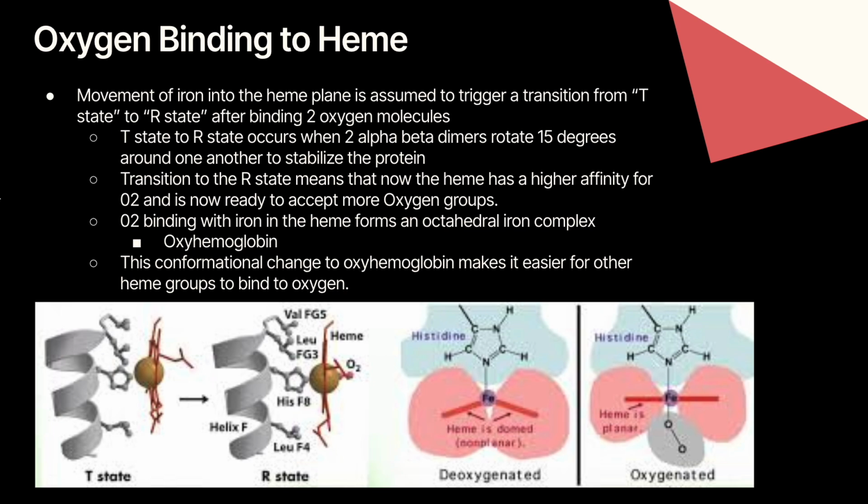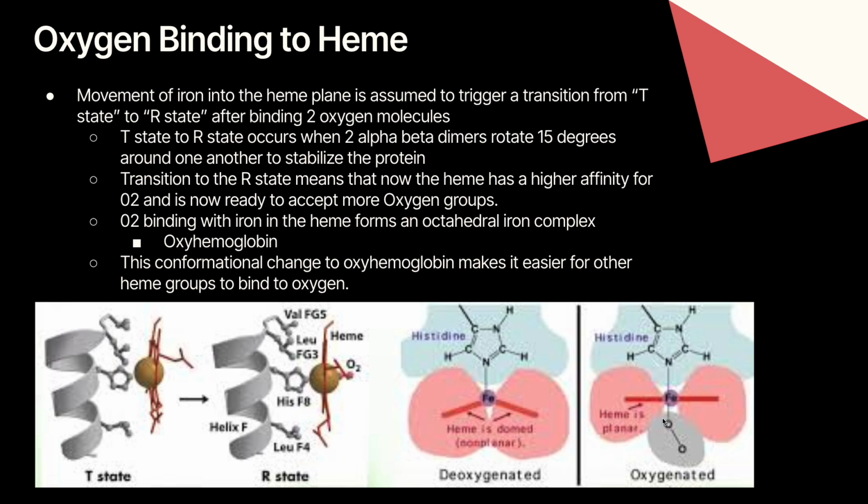So, how oxygen binds to heme. What happens is we get a movement of iron into the heme plane, and we assume that this is sort of the trigger from the T state to the R state after binding to 2 oxygen molecules. So we talk about that planar versus non-planar state. We're looking at the deoxygenated state here, connected to our iron group. We're in this non-planar state where we're just off-centered and not straight across from each other. Heme cannot bind to this quite as easily.